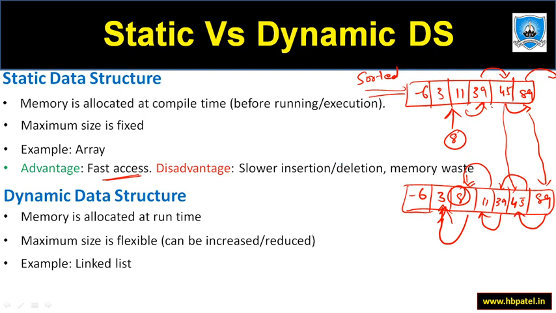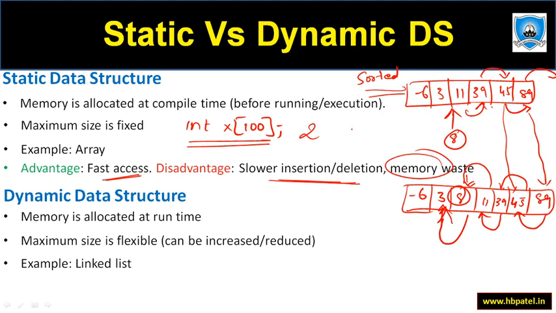So insertion and deletion is very slow. For inserting one element, for deleting one element, you need to disturb all other elements. And of course the memory wastage, because if you write something like this, int x[100], that means 100 elements are reserved for you. Now whether you use it or not, if you just use 2 elements, then 98 elements will be wasted.